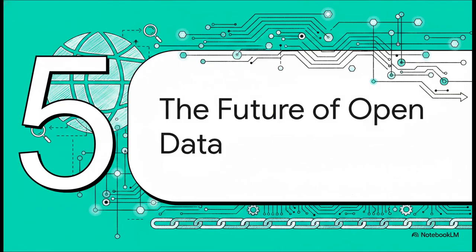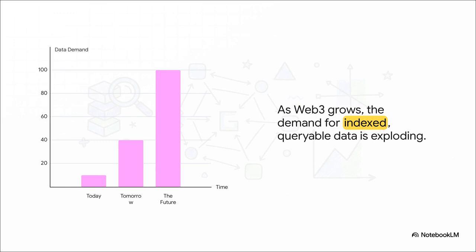So we've seen the problem, we've seen the solution, and we've seen where it's being used. But what's the big picture here? What does this all really mean? Because this is more than just a tool for developers. It's really a foundational layer for what the future of open data looks like. As Web3 keeps growing, the amount of data being put on-chain is just exploding. It's exponential. So the need for indexed, searchable data isn't just a nice-to-have anymore, it's becoming absolutely essential. Seriously, without a scalable solution like the graph, the growth of this entire space would hit a massive wall.